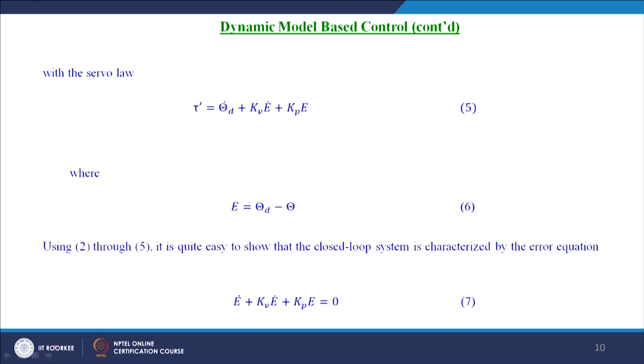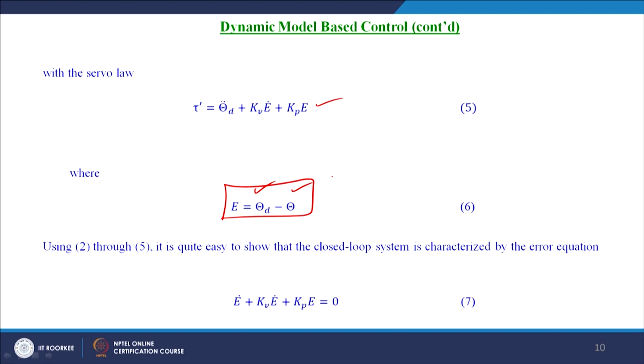With the servo law considered, the feedback from both velocity of the joint trajectory and also the position of the joint trajectory error is considered. So tau dash is the servo law given by tau dash equal to theta d double dot plus Kv e dot plus Kp into error, where the error e is given by the discrepancy between the desired joint angle and the actual joint angle.